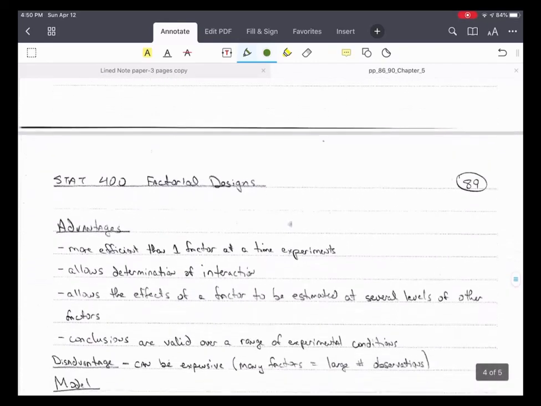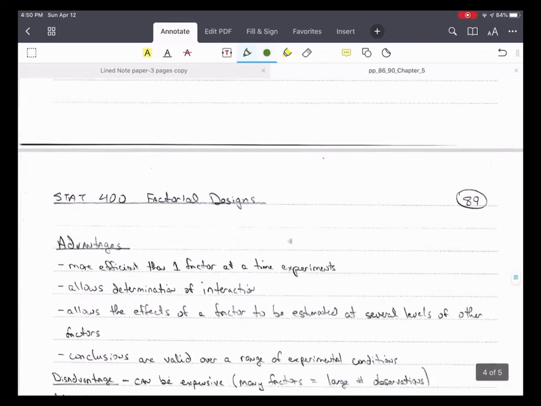Okay? So let's talk about some advantages and disadvantages of the factorial design. The advantages: it's more efficient than a one factor at a time experiment. It's also more efficient than some of the special designs that are out there, such as Latin squares and what have you. It allows us to determine if there's interaction or not, or to test for interaction. And it allows the effects of a factor to be estimated at several levels of the other factors. The conclusions are valid over a range of experimental conditions.